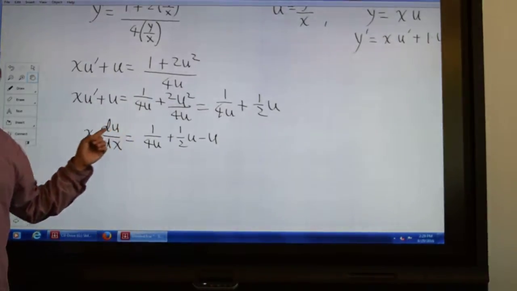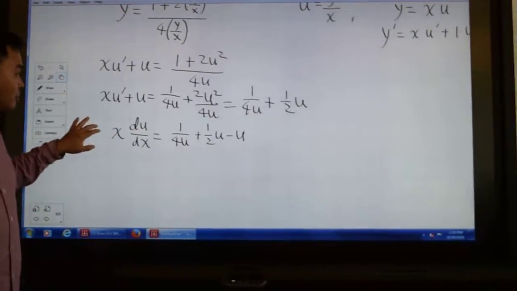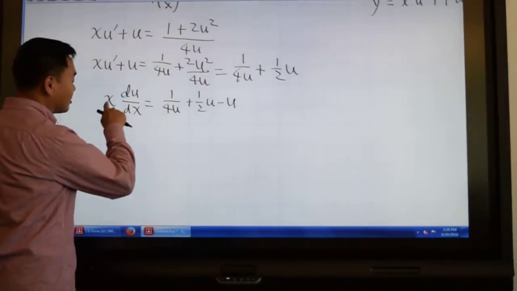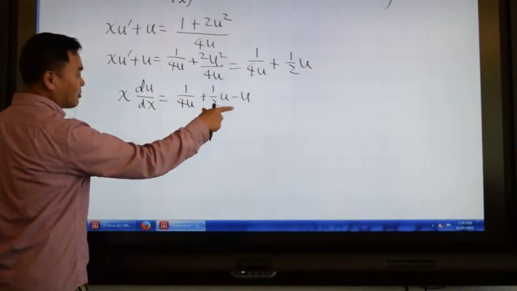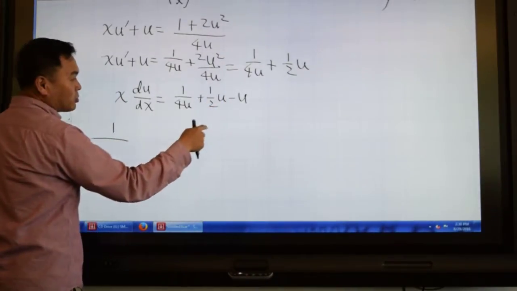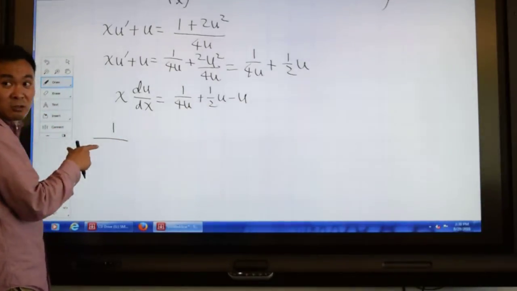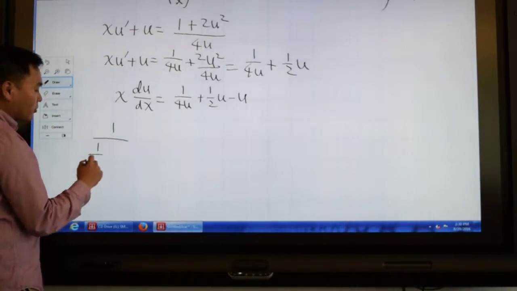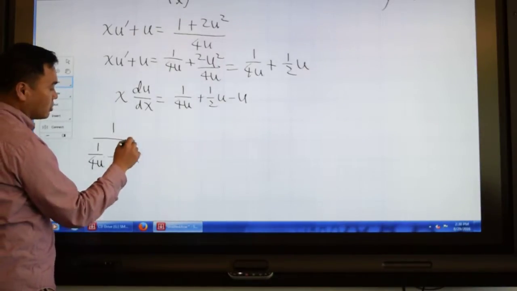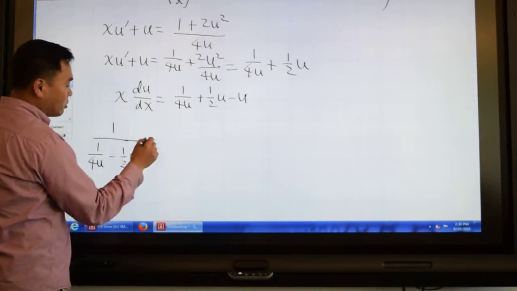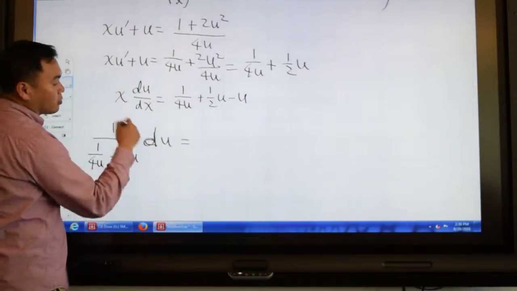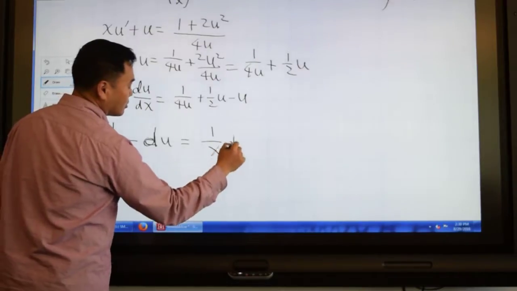It's a separable differential equation. Separable. So let's do that. Multiply by dx, divide by x, and you want to divide everything here. So, by the way, this is just minus 1/2 u. So if you move the entire thing to the left, you get 1 over 4u minus 1/2 u du. On the right side, it's 1 over x dx.